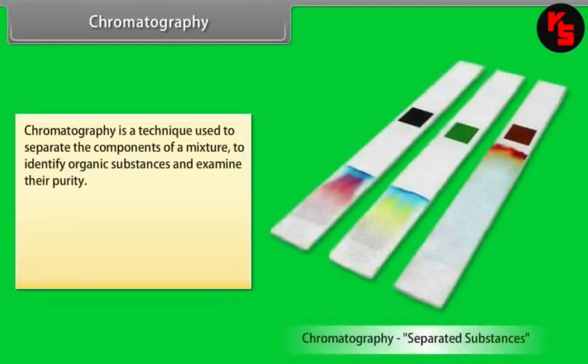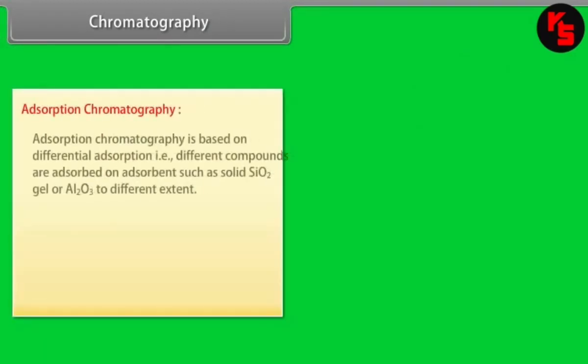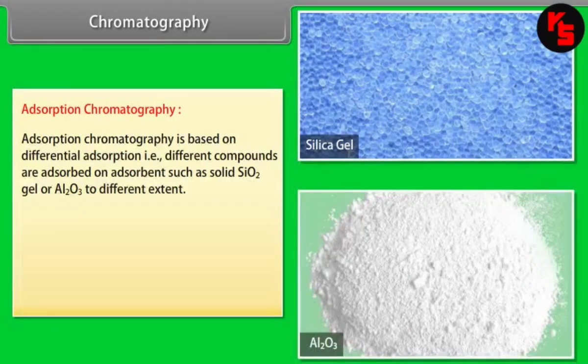Chromatography. Chromatography is a technique used to separate the components of a mixture, to identify organic substances and examine their purity. Classification of chromatography: adsorption chromatography and partition chromatography. Adsorption chromatography is based on differential adsorption, that is, different compounds are adsorbed on an adsorbent such as silica gel, SiO2, or alumina, Al2O3, to different extents.